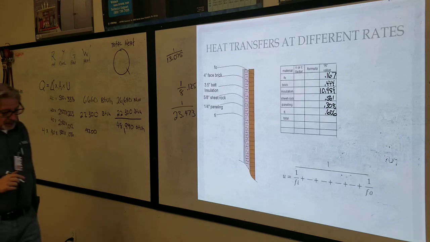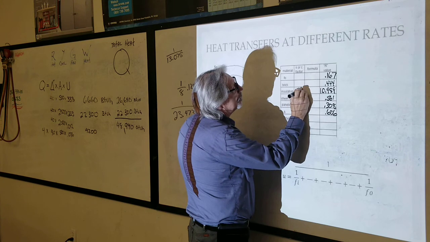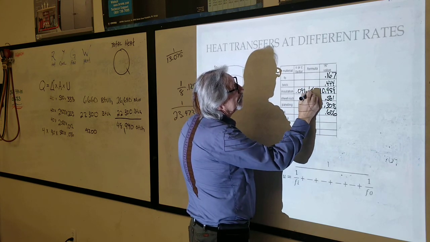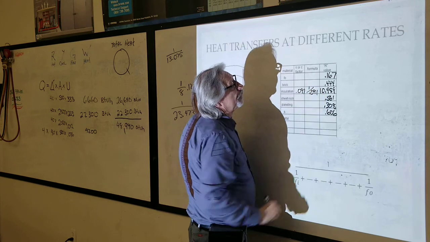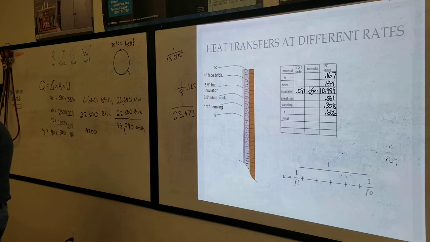Sheetrock? Insulation, 0.091. One over 0.091. This goes right here, it's under insulating materials. Oh, okay. You get 79,000? No, I got 6,080. For one wall? For the whole wall.